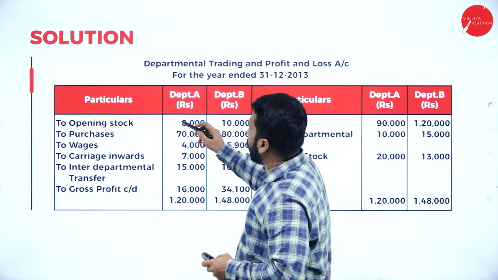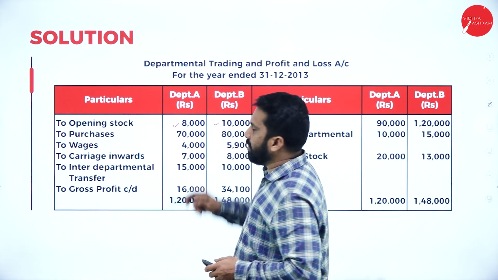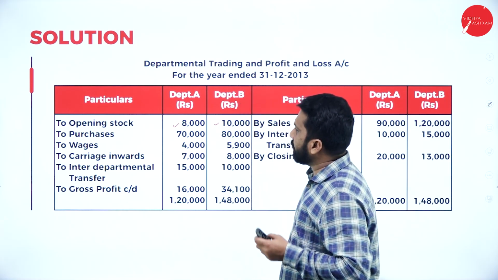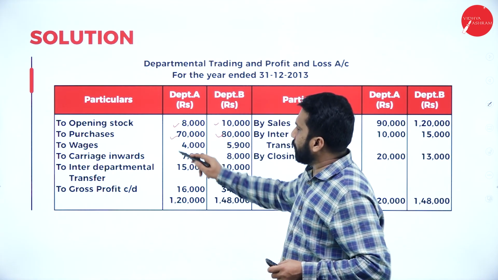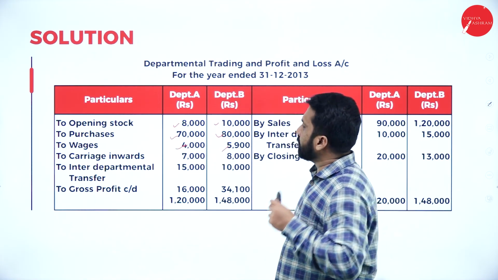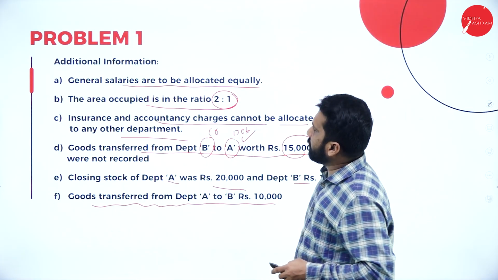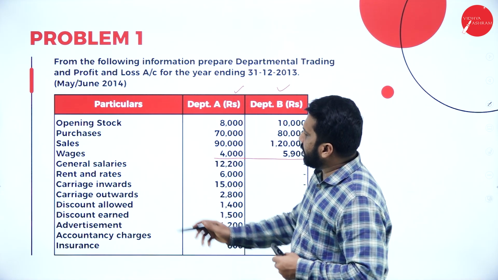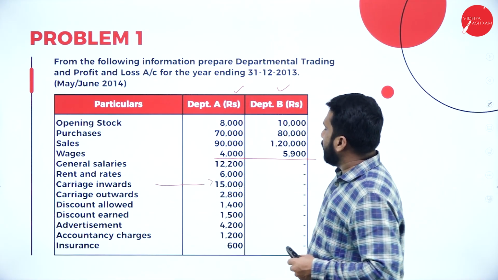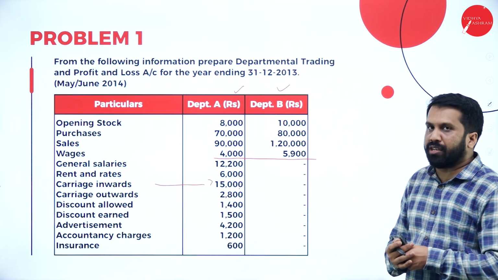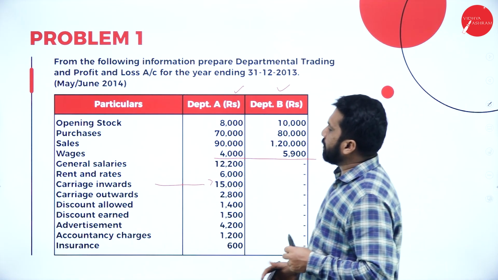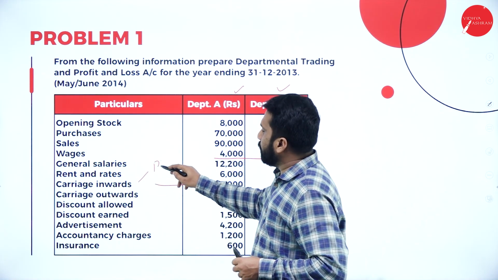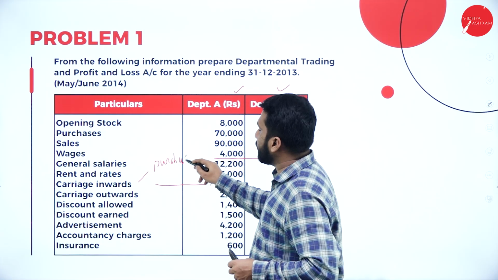Now, opening stock, they have given for A and B. It is given directly, so you take it directly. Purchase also given. Wages, yes, given. Carriage inward, yes. If you go back to the question, whatever carriage inward is there, they have given inward. What is a carriage inward?